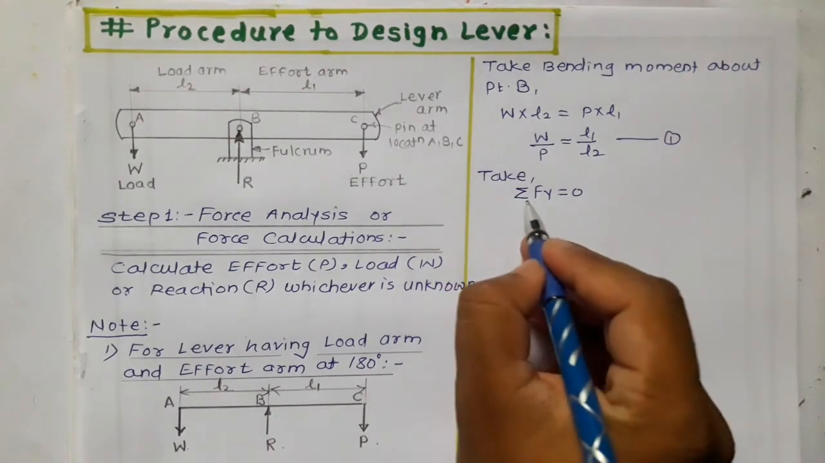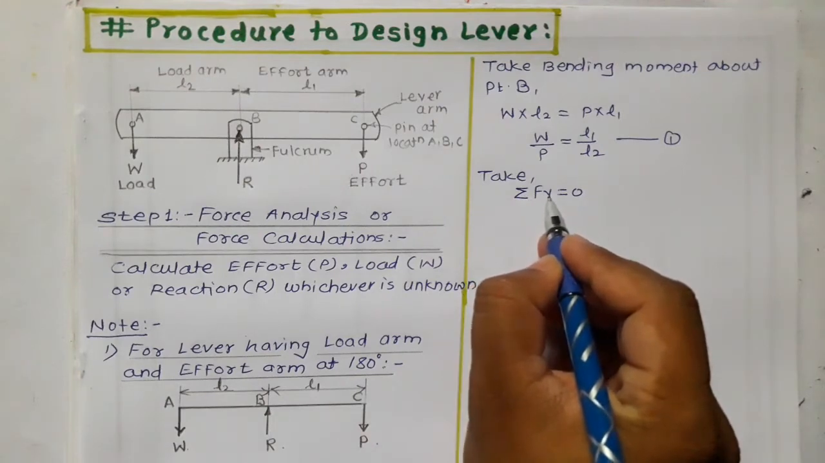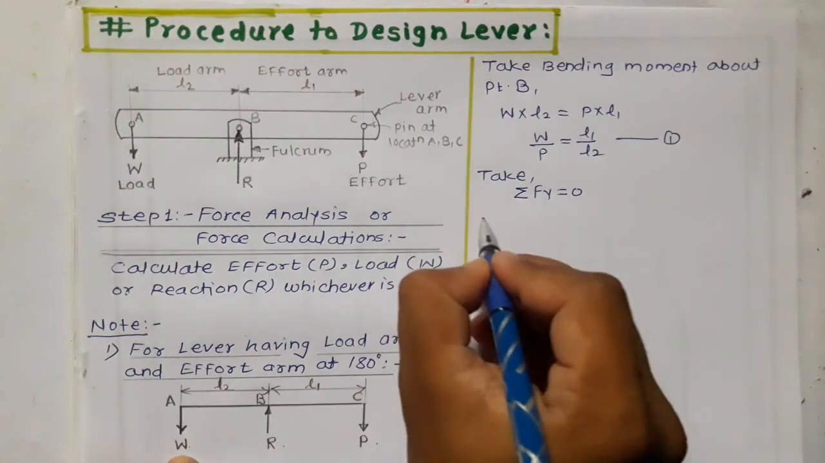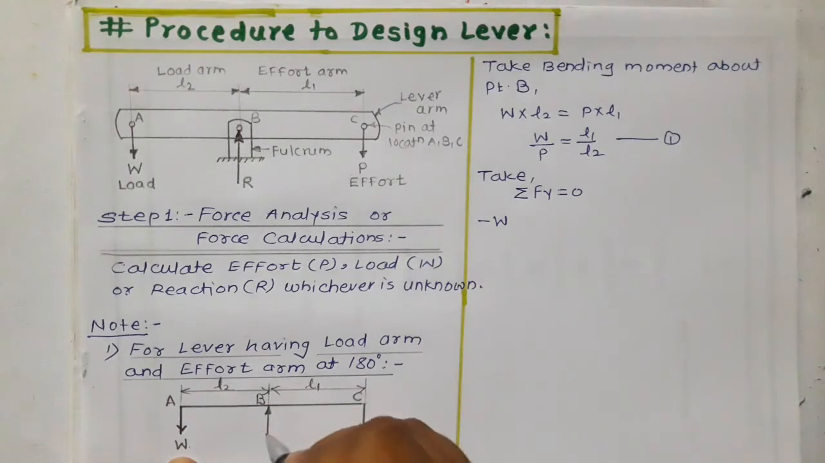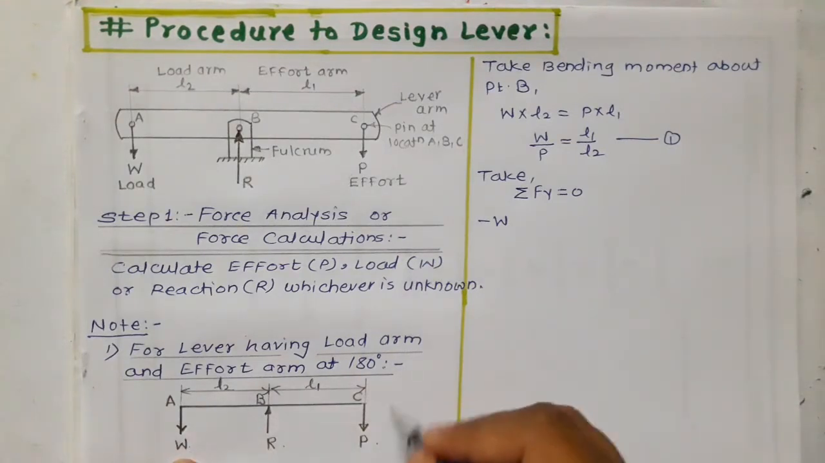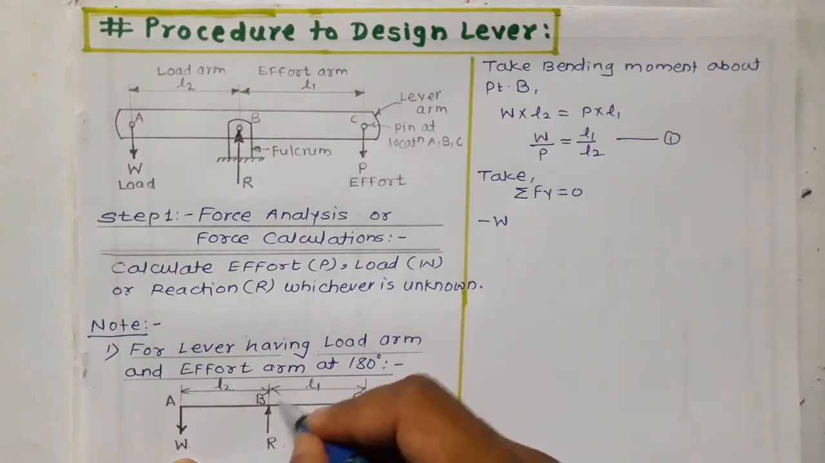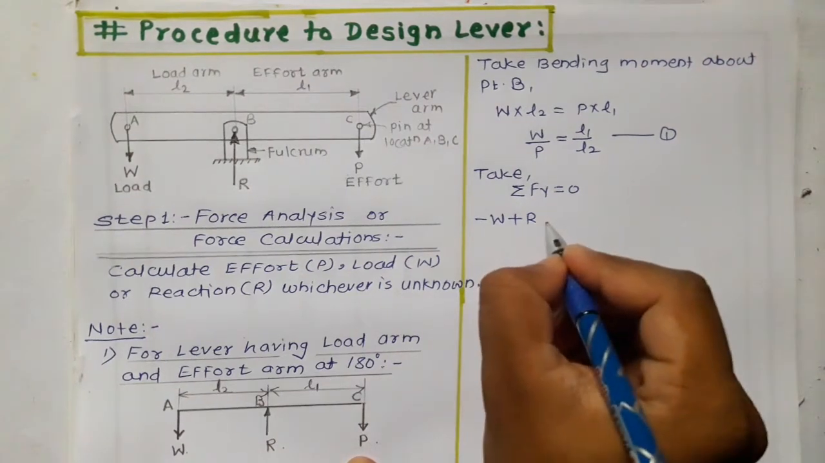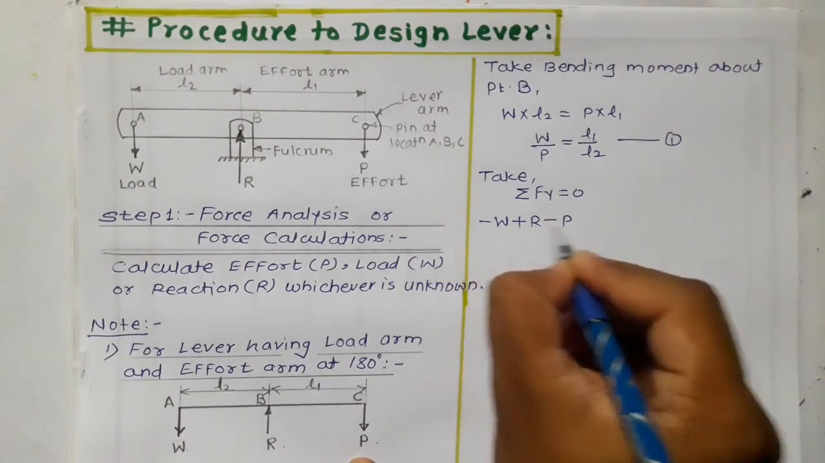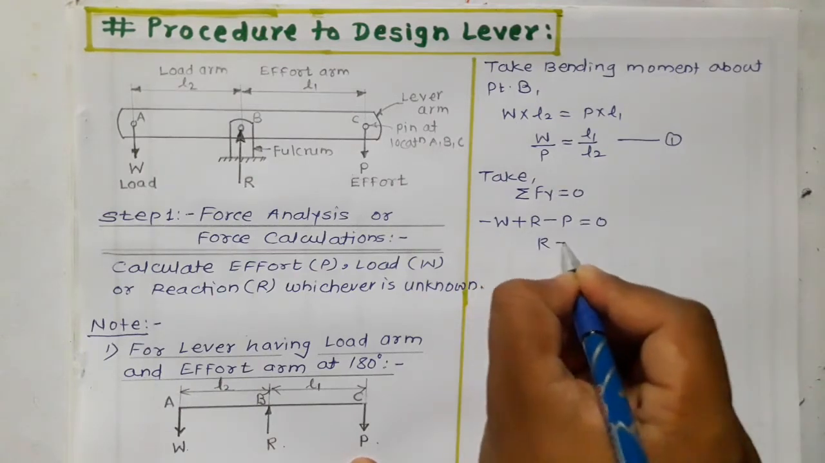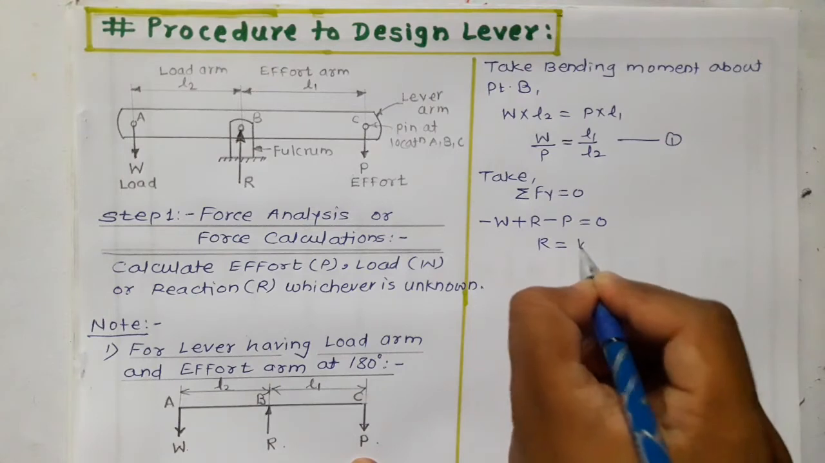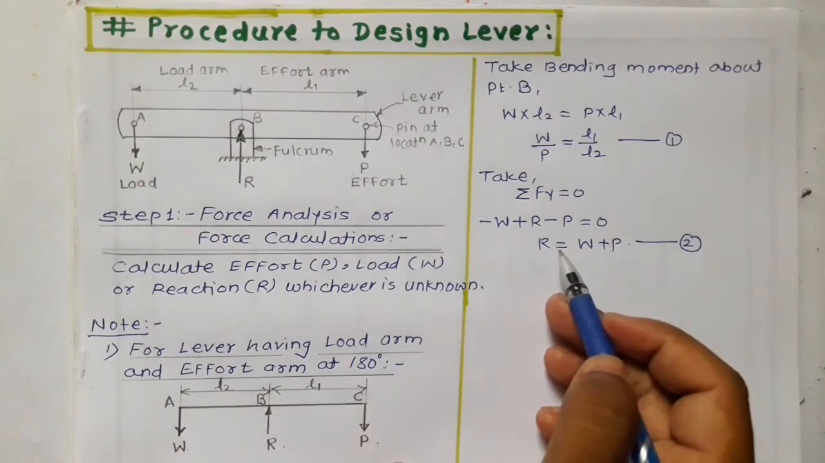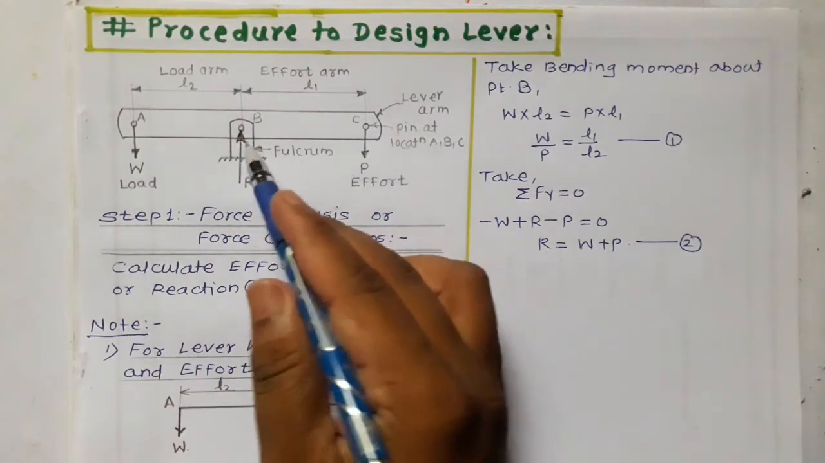So we have to consider the vertical summation of forces, that is forces in y direction, equal to 0. So let us consider the first force. It is minus W because it is in downward direction. Let us consider the forces in downward direction negative. So minus W. R is vertical upward, so we have to take it as positive, and P is vertical downward, so we have to take it as negative. So minus W plus R minus P is equal to 0. So from this equation we get R is equal to W plus P. So this is the second equation, and it is used to calculate the reaction R which is acting at the fulcrum.